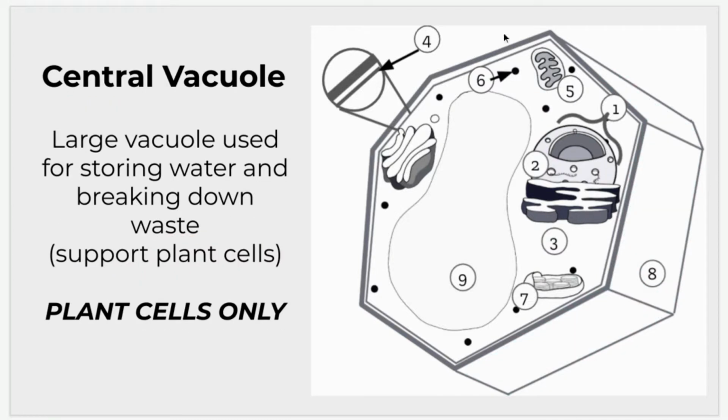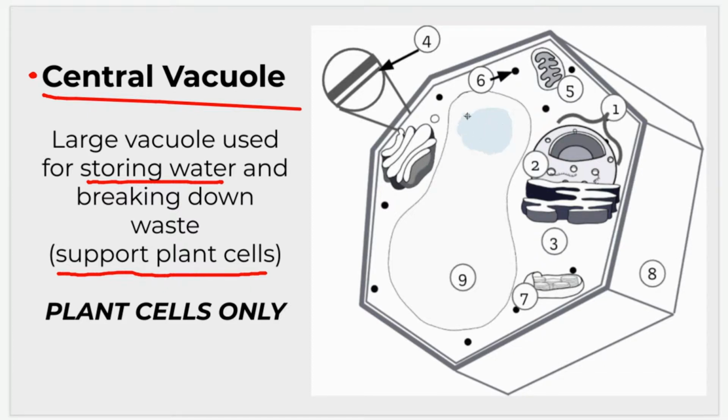Our next organelle is called the central vacuole. This is our second one that is only found in plants. It stores water, breaks down waste, and I want you to make sure you write down it supports the plant cells. The central vacuole is this really big organelle right here in the middle of the plant cell.